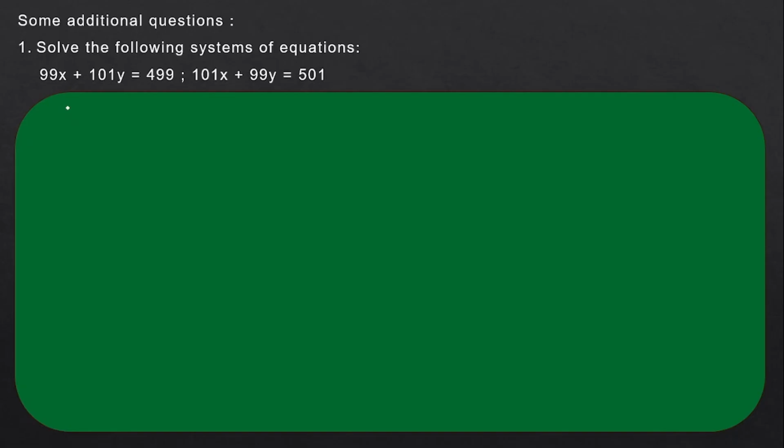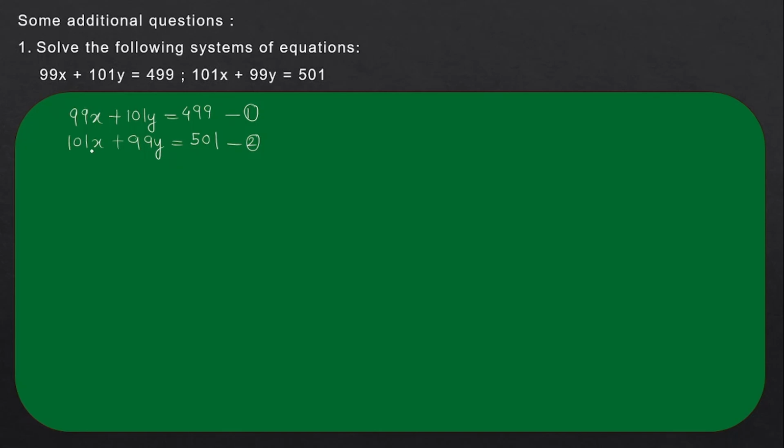Let's move further. The first question is, solve the following systems of equations. The equations are 99x plus 101y is 499. This is the first equation. And 101x plus 99y is 501. We can solve this equation by both substitution and elimination method, but when I observe this question very carefully, I see that it is a special case of linear pair of equations.